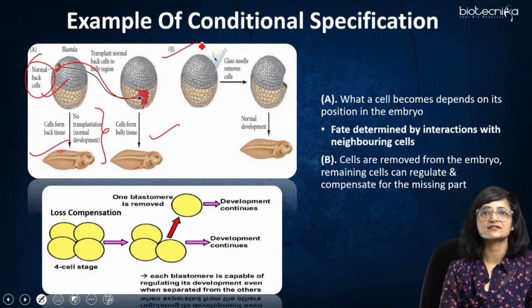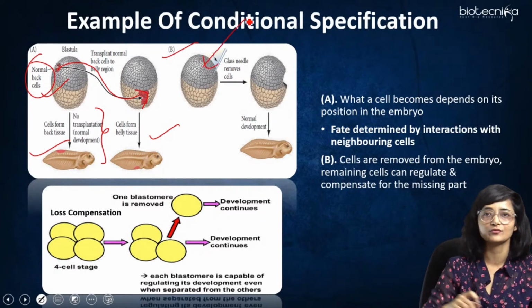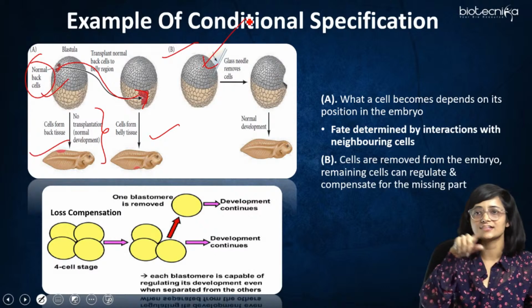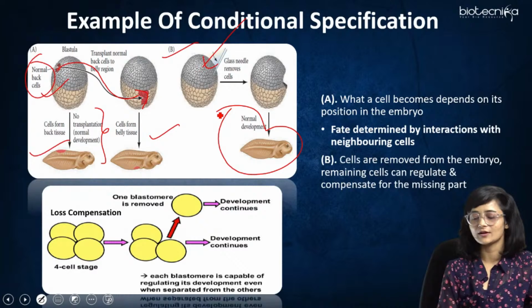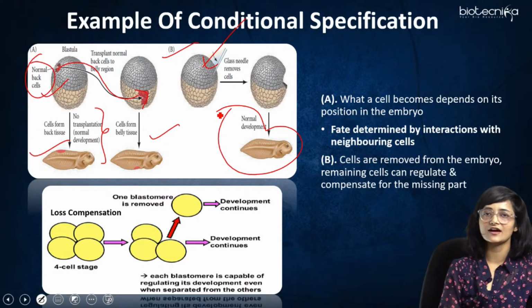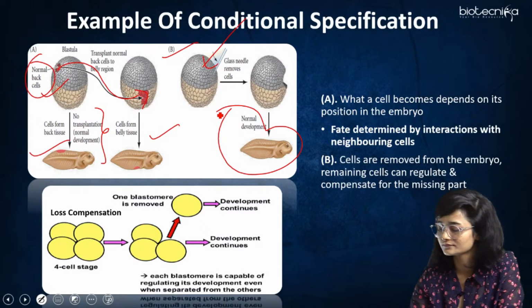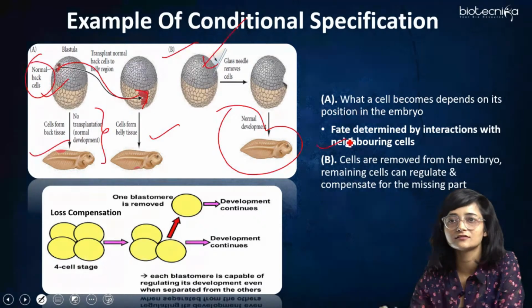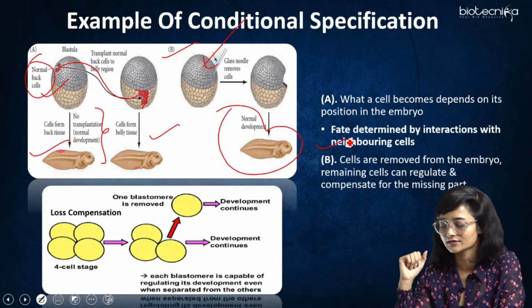Then coming to the B part. In the B part, the glass needle removed certain cells. Cells were actually removed from here. They were not placed into some other place, but they were removed. When they were removed, the normal development still takes place. So this is the conditional specification. Conditional specification basically depends upon the external factors. If the external factors are changed, then the cell fate also gets changed. Basically the interaction with the neighboring cells takes place, and on that basis only the cell fate is decided.